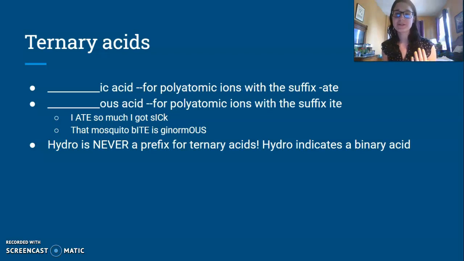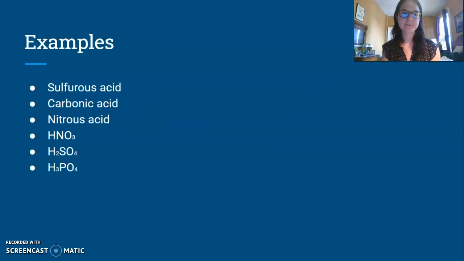And the biggest mistake I usually see is with sulfuric acid. Sulfuric acid is a ternary acid, but so many times people want to put H2S because they see sulfur and they think, oh, it's just sulfur and hydrogen. But that's not true. Hydrosulfuric acid is H2S.